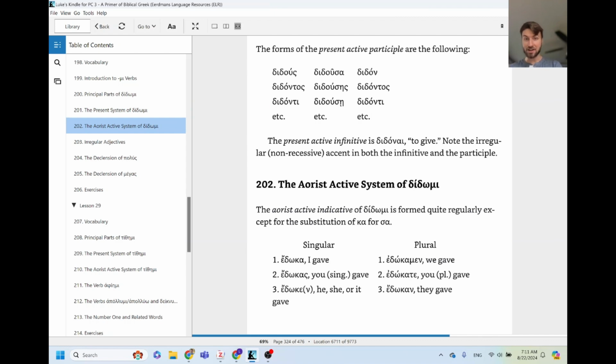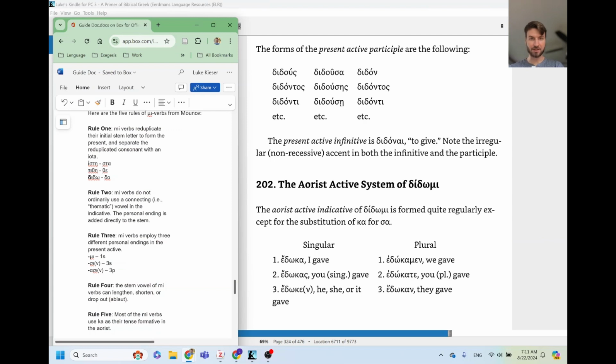However, once we get to the aorist system, pull this up again, notice we don't have did do. There's no did here at the start. So rule 1, since we're not in the present, we don't have the reduplication. There's no connecting vowel. Rule 3, we're not in the present active, so Rule 3 doesn't apply. Rule 4, it looks like it's all omega here in the aorist. And Rule 5, we have ka in the aorist. And we can see that there.